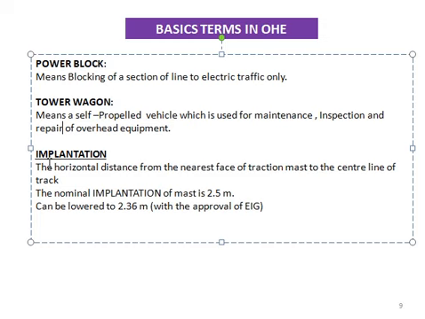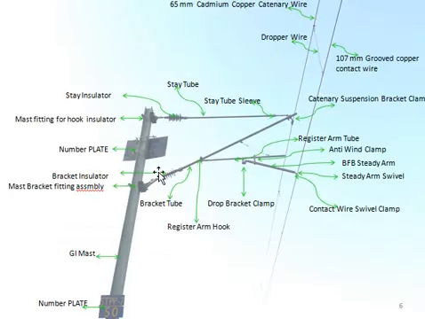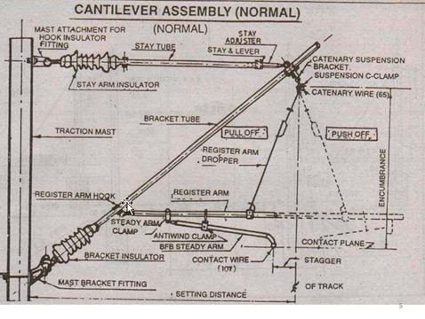Next term is implantation. This is an important term. It is a horizontal distance between the center line of a track to the face of a mast. If you see in an image, from this face of mast to the center line of track, the track is not visible in the image, so we can see this drawing. It is also equivalent to setting distance because the catenary wire center is usually at the center line of track.